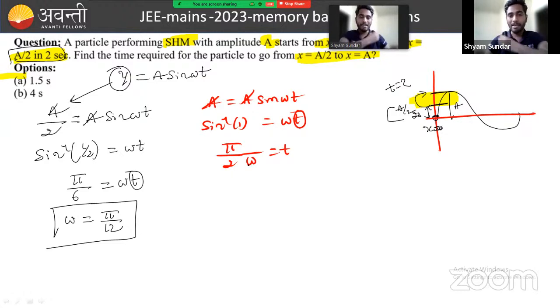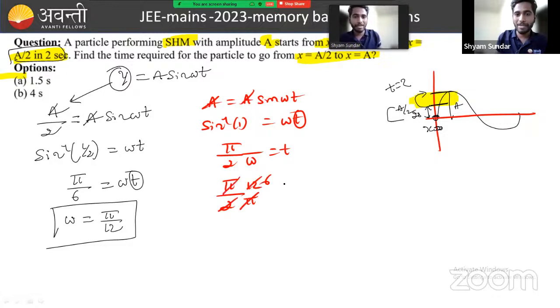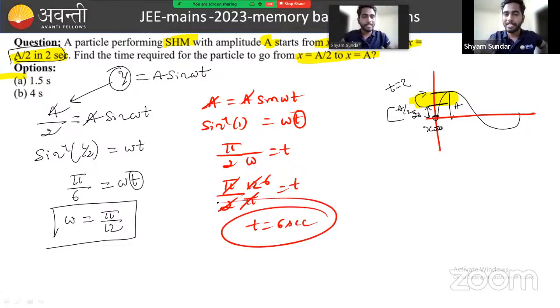Clear enough? Now look at this one. Yes, it is correct. The omega value is already calculated. Put that value here: pi by 2 divided by omega, which is pi by 12. 2 ones are 2, 6 twos are 12, and pi cancels. Hence t equals 6 seconds. This is the time the wave or the particle takes to reach the maximum amplitude.